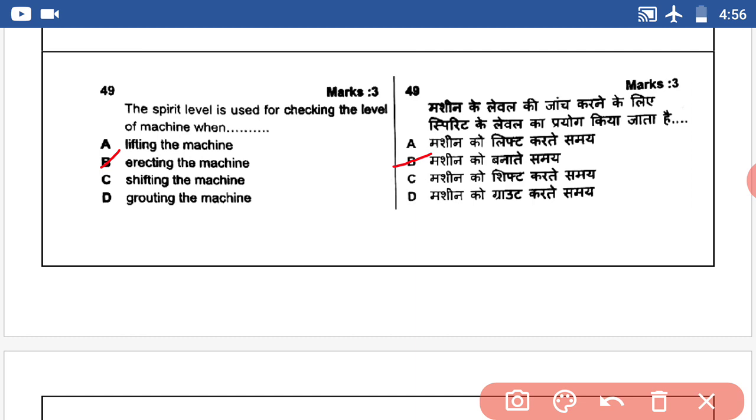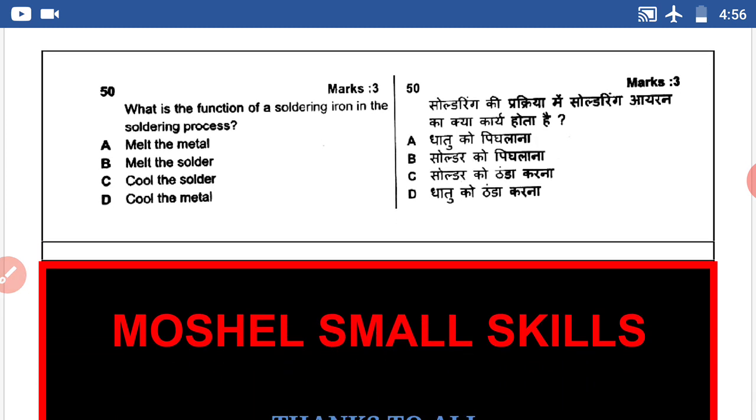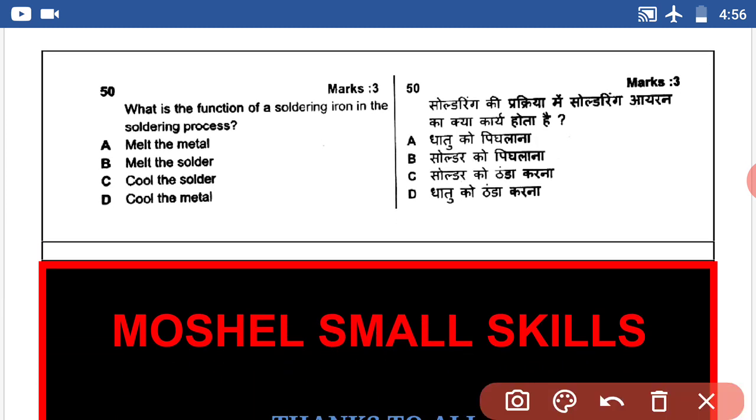Question number 50. What is the function of a soldering iron in the soldering process? The answer is to melt the solder. Answer B, melt the solder.